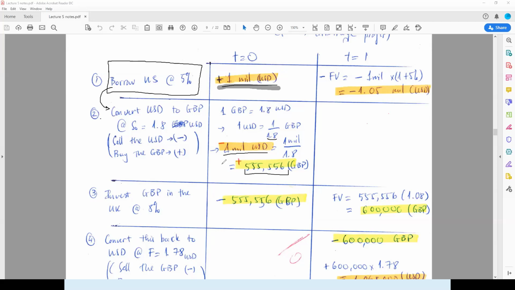So in the third step, I'm going to invest the pounds in the UK to earn the UK interest rate, which is 8%. So I'm going to go to the UK and buy a government bond for a year. When I buy the UK government bonds, I need to pay, right? And therefore, I'm going to pay. So this is a negative cash flow, okay?